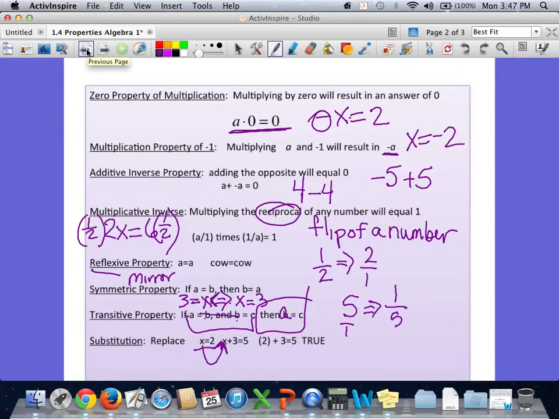That is all of those properties. We will work with some of these examples in class and go over it several times all throughout the year. Come see me if you have any questions.